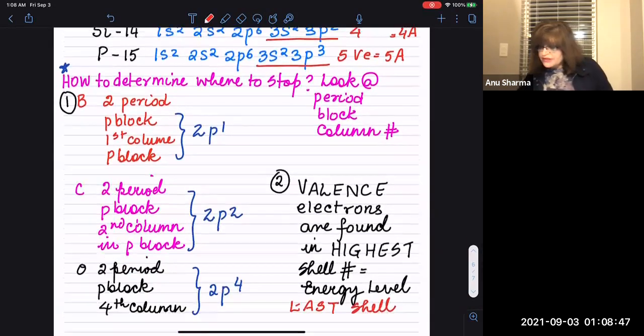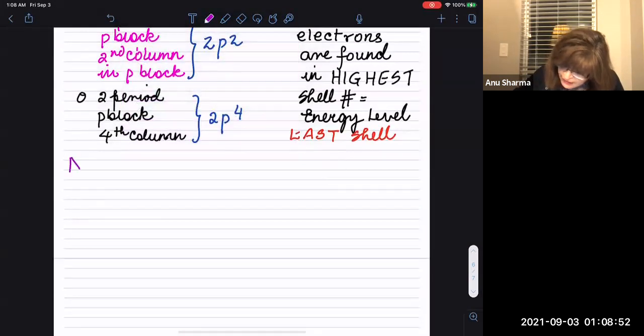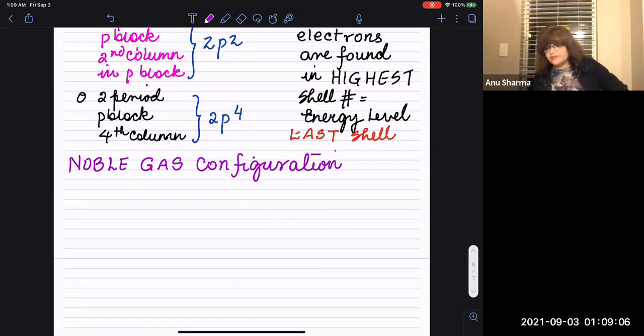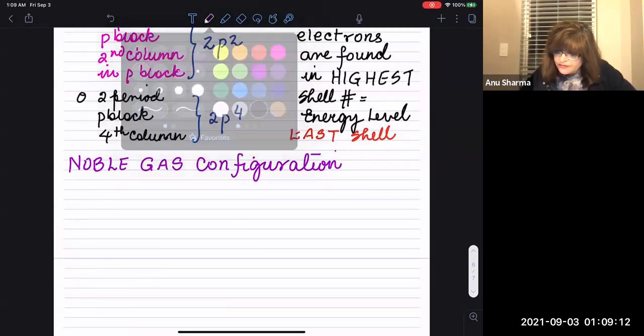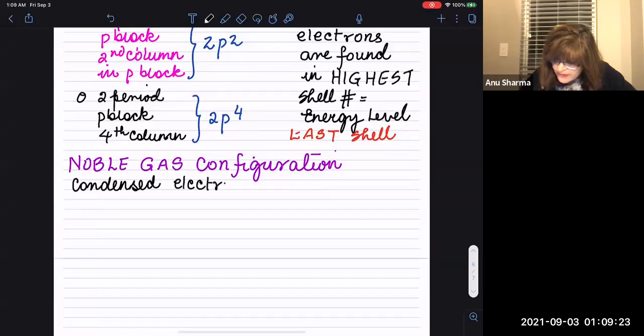Okay, now there's another piece. This is a lot, the way we write it. So we can condense it and write it in the noble gas configuration. And then we are also going to look at the orbital diagrams. All right, look at the noble gas configuration first of all. Noble gas configuration is the condensed version of the electronic configuration.